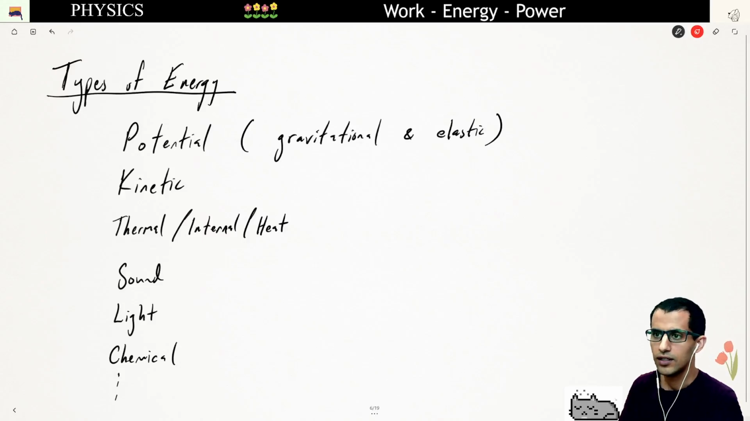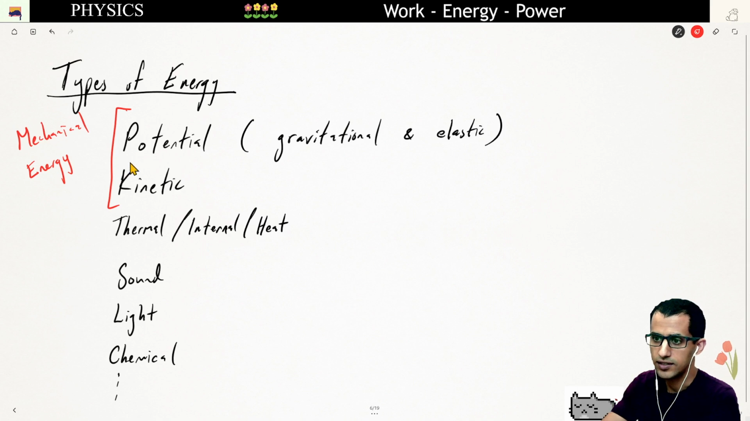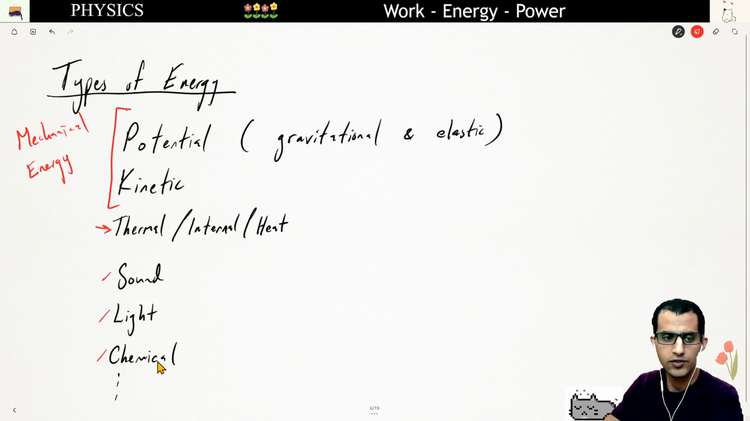Okay, we're going to start our review of this unit by looking at the different types of energies. So we started off with potential and kinetic energies, and we refer to these as being our mechanical energies. And these are the two that we're going to focus on in our physics class. We also are going to care about thermal energy, which can be referred to as internal energy or heat. There are other kinds of energies. This is not a comprehensive list, but examples are sound energy, light energy, and chemical energy.